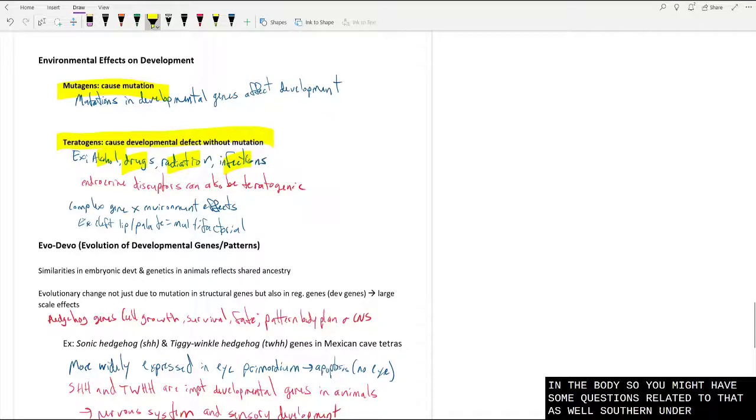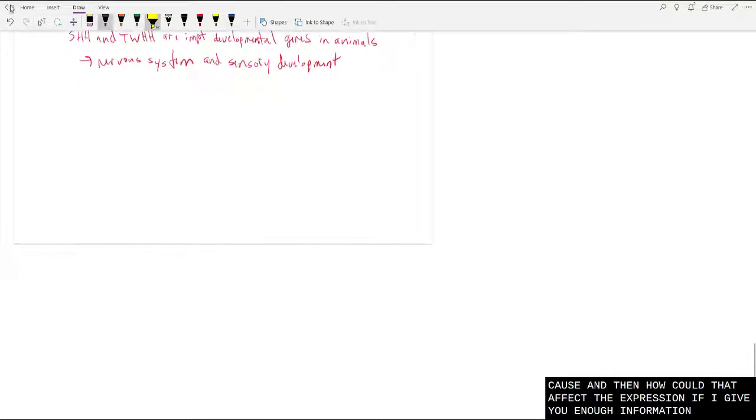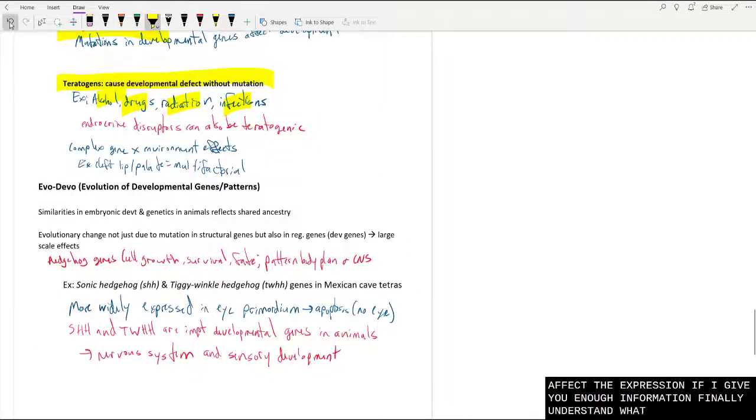So understand how, if it's related to something like this, it could affect that development. So what is a teratogenic cause versus a mutagenic cause? And then how could that affect expression if I give you enough information? So mainly, understand what that is. It's a long story.